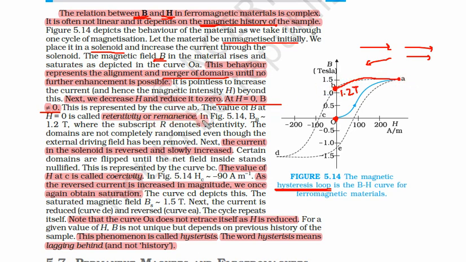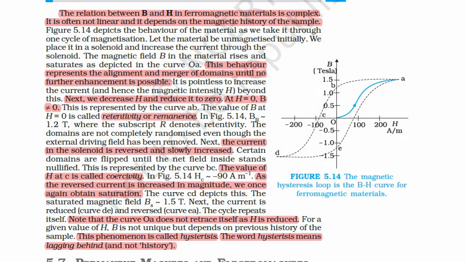The value of B at H equal to 0 is called retentivity or remanence. This comes in exams: what is this point called? This point is called retentivity, because the magnet was able to retain this much magnetization, or this much was remaining there. That's why it is called remanence or retentivity. Either you say that the material was able to retain, or you say that this was remaining magnetization, that means remanence. So this can be asked many times in your exams.